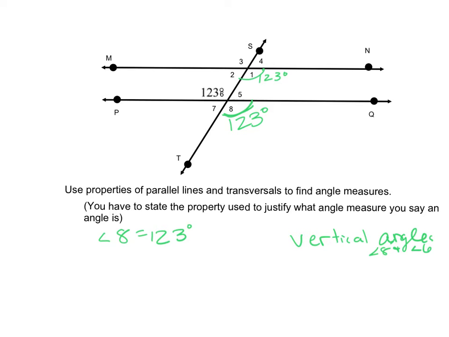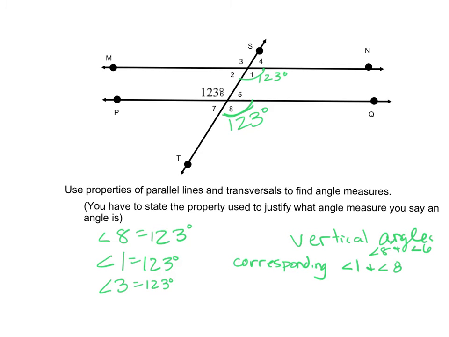Okay, so hopefully you hit pause and now you're just watching again. You might have done yours in a different order, but I'm going to do all my congruent ones first so I don't have to do any math. So angle 1 is 123 degrees because it's a corresponding angle. Angle 1 and angle 8 are corresponding angles. Now I know angle 3 is 123 degrees.